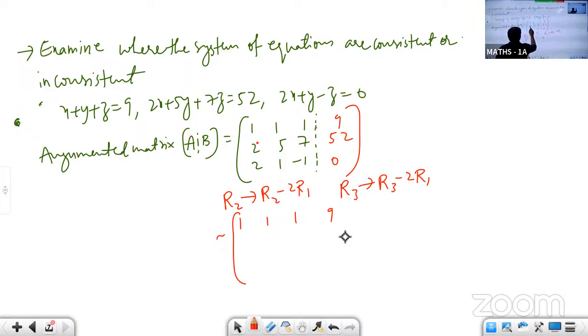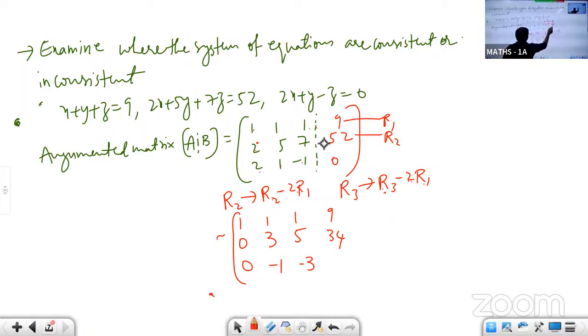R2 minus 2R1. So this is your R2 and this is your R1. You should be careful with calculation part. So 2 minus 2 ones are 2. 0. This I will get 3 and 5. 34 I get. Here also. See. R3 minus 2R1. 2 minus 2. 0. 1 minus 2 minus 1. Minus 1 minus 2 minus 3. Check it. This is minus 1.